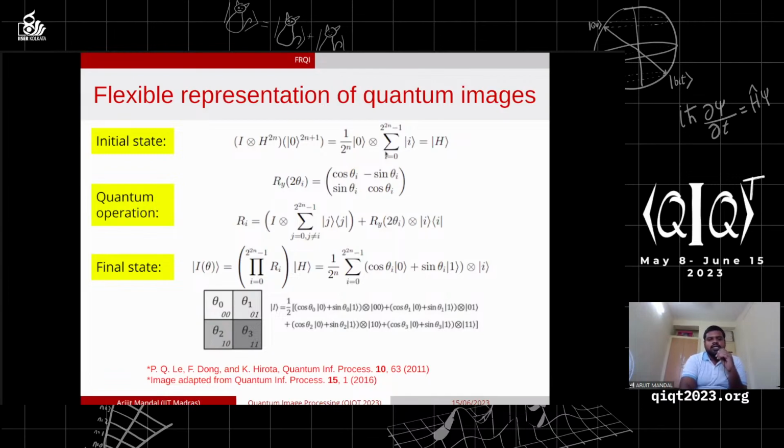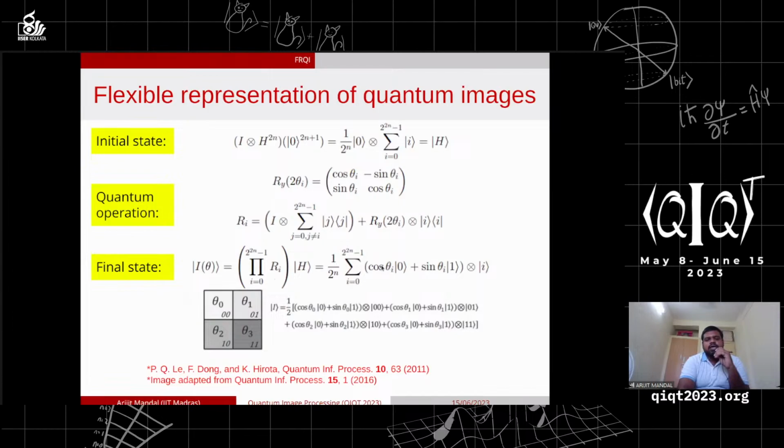This is the quantum operation that is applied to encode the color properly. It is basically a controlled rotation gate where the location qubits are the control qubits and the additional qubit is the target qubit, and this is the final state which represents an FRQI image.